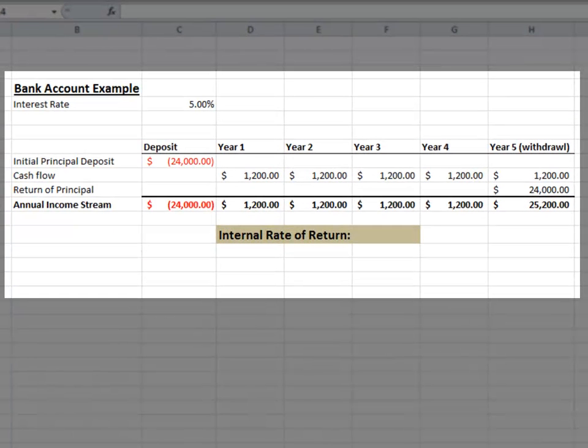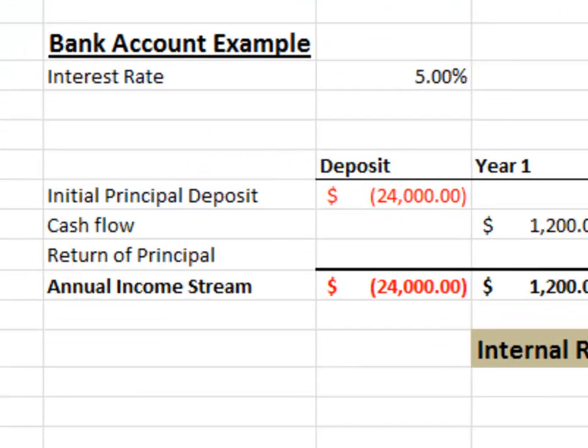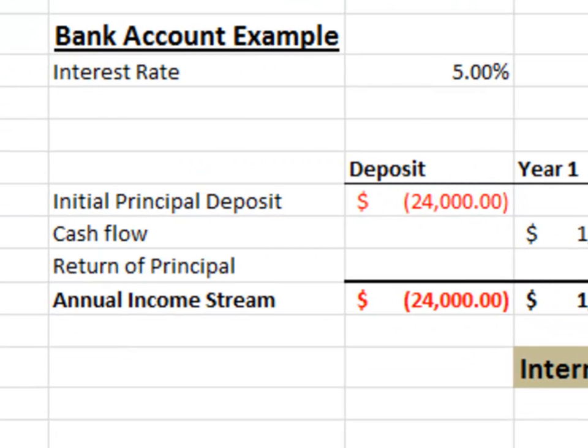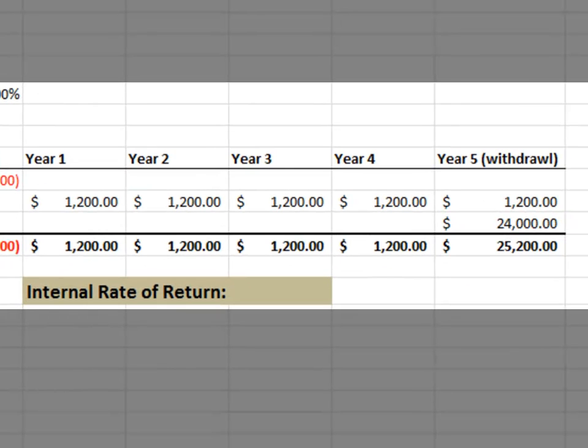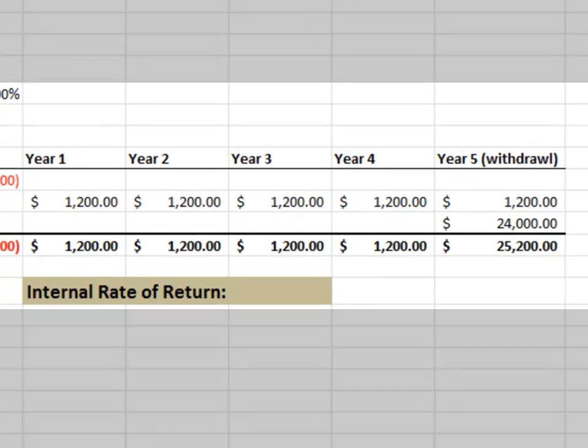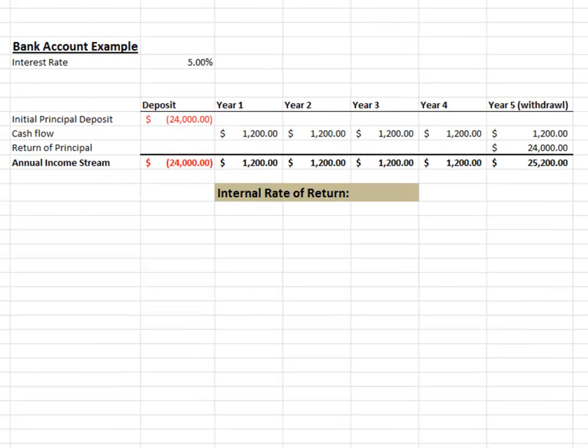I've created an income stream worksheet so that we can model the cash flows of this investment. The initial deposit is represented as a negative number as the funds flow out from us. In years 1 through 5, we will get paid $1,200, which is 5% of the $24,000 initial investment. These payments are positive numbers showing that the money flows to us. Note, to keep things simple, we're showing that interest is paid annually. Most real-life bank accounts pay interest monthly.